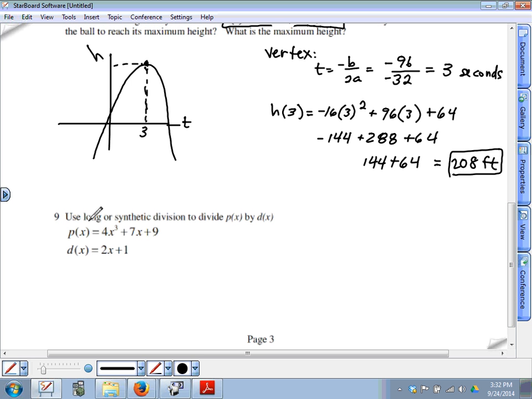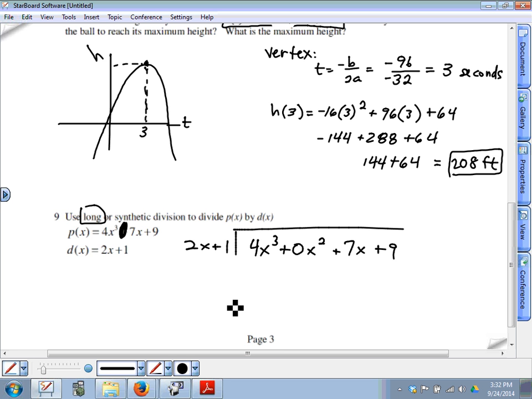Okay, the directions do say use long or synthetic division. Sometimes you do have a choice, sometimes you don't. In this case, what we're dividing by, 2x plus 1, really would be better to use long division. Synthetic division would still work because technically it's a degree 1 polynomial, but this leading coefficient of 2 would make that a lot more challenging, so I'm going to use long division here. Recognizing that there's a term missing right here in the middle, there should be an x squared term, so 4x to the third plus 0x squared plus 7x plus 9 needs to be divided by 2x plus 1.